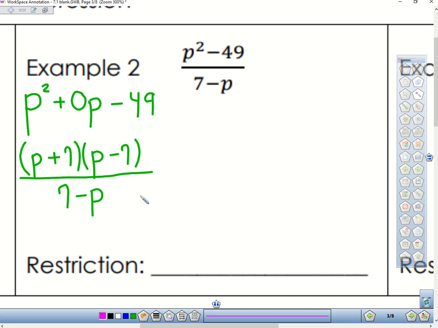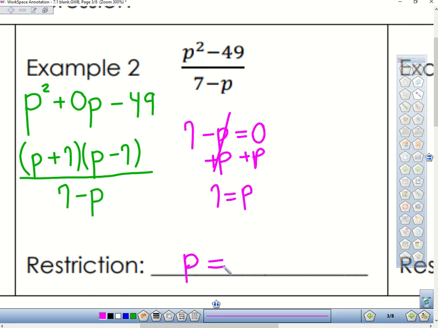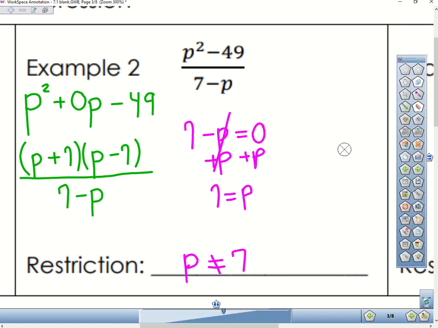So from here, before we cancel anything out or simplify, we need to find our restriction. So we need to set our denominator equal to 0. So we set this equal to 0 and we solve for p. And we see that our restriction is p cannot be 7. So that's your restriction. So now our goal is to see if we can simplify this rational expression.